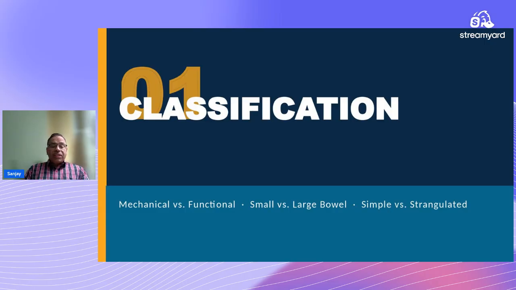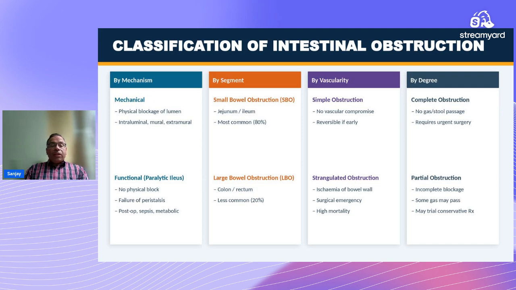Now, let's go on to discuss the classification and the different ways of classifying, because classification would help us in simplifying and understanding this complex topic much better. There are different ways of classifying a patient with intestinal obstruction: by mechanism, that means what caused it. It could also be classified by segment, by vascularity, and by degree of obstruction. So let's go into them one by one in slightly more detail. By mechanism, if you see what causes intestinal obstruction, what are the different mechanisms leading to it, then broadly we can divide it into mechanical and functional.